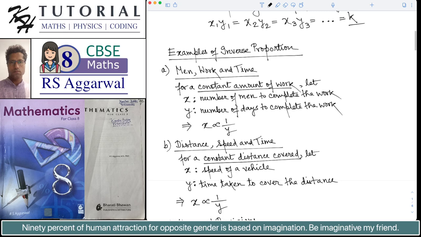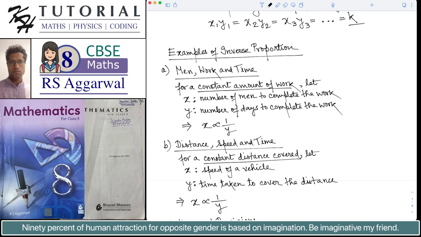Okay, so the first one is men, work and time. By men we mean the number of men working for a work. Work is a certain amount of work, and the time is the time taken, usually the number of days to complete the work.